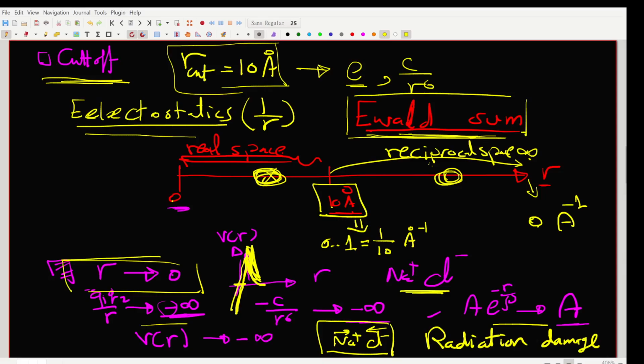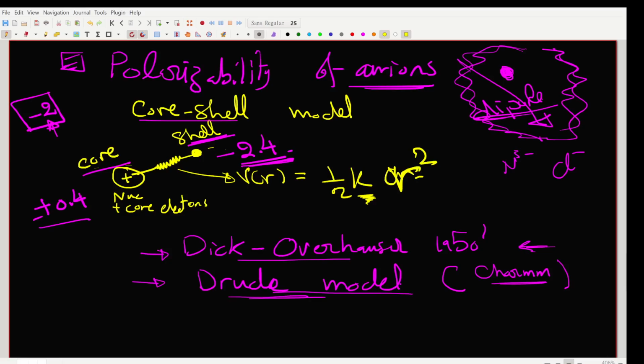One major problem in the Buckingham potential is when you go to the limit of r equals 0, which is relevant to radiation damage. Unfortunately, two terms go to negative infinity and one term goes to a finite positive number, and the totality of the potential goes to negative infinity, leading to net unphysical attraction at very short distances. There are ways to treat this, but unless you are really studying radiation damage, it's not really a problem in most everyday calculations. And finally, you can actually describe the polarizability of anions.